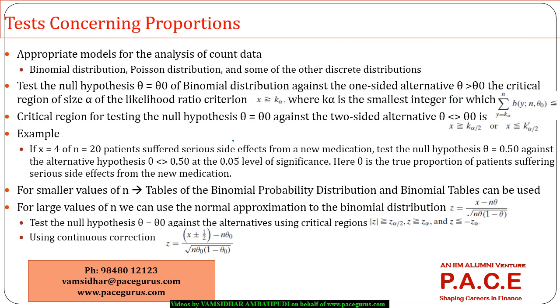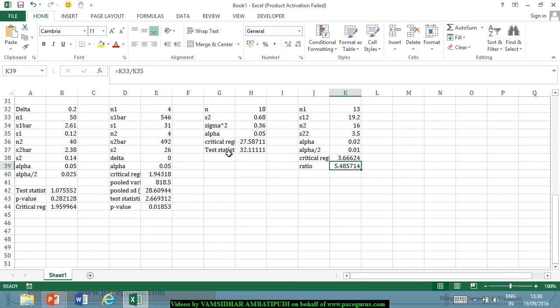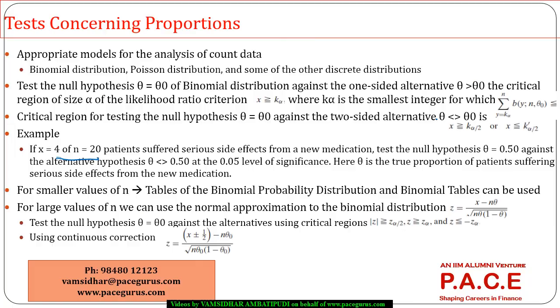Let's take a very simple example. x equal to 4, n equal to 20. Patients suffered serious side effects from a new medication. We test the null hypothesis theta equal to 0.5 against the alternate hypothesis theta not equal to 0.5, and the alpha value we have set is 0.05. Theta is the true proportion of patients suffering serious side effects from the new medication.